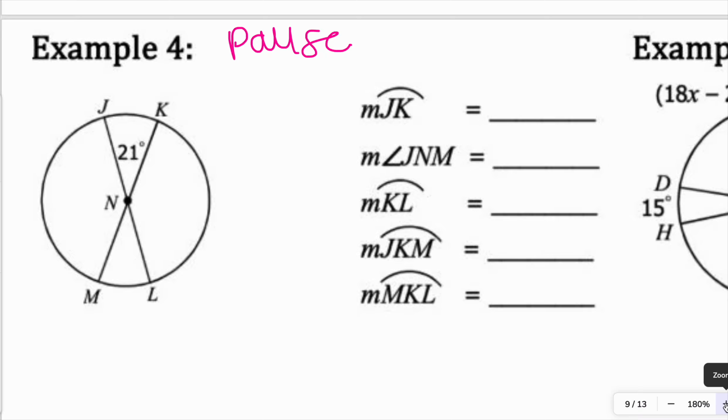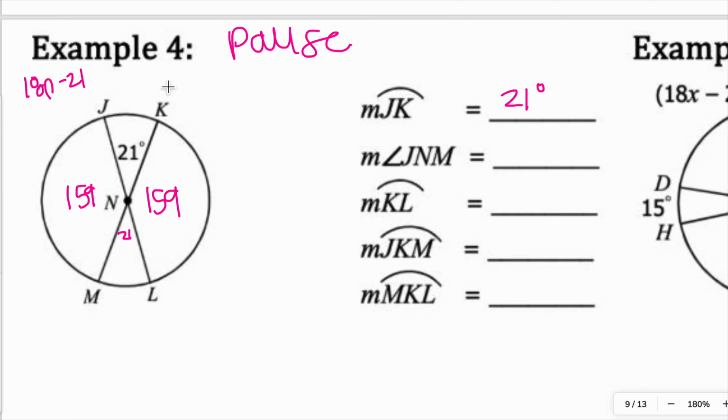All right. JK is 21 degrees, which probably means ML is also going to be 21 degrees, because it's opposite from there. I also want you to notice that M to K looks like we're going diagonals here or straight through. So that would be 180 minus 21. So that's going to give me 159. So if I added all these together, I would get 360. So now I can find out the missing pieces here.